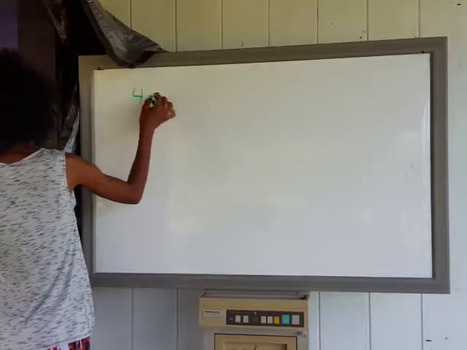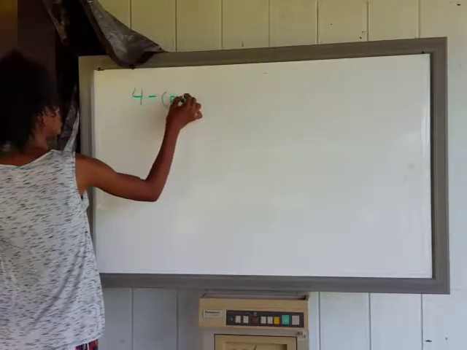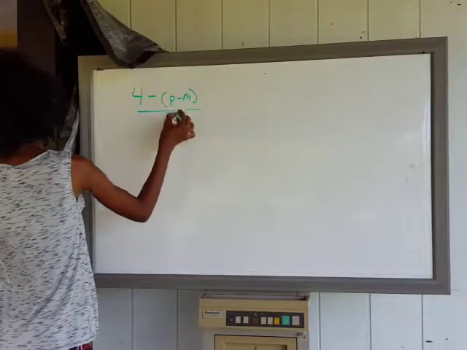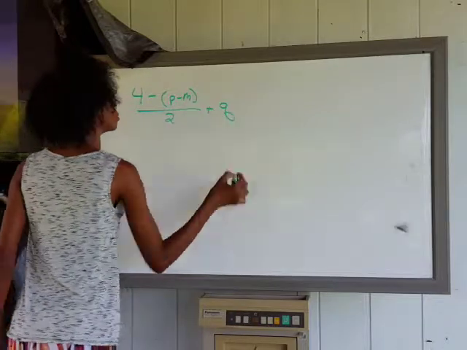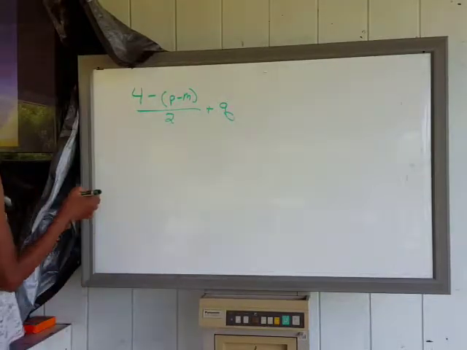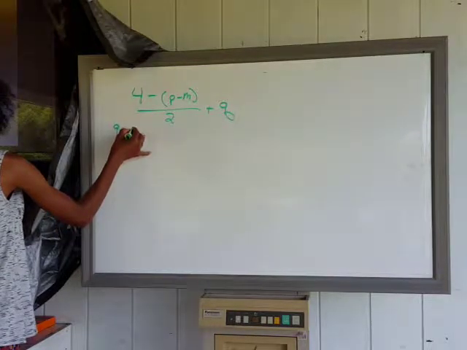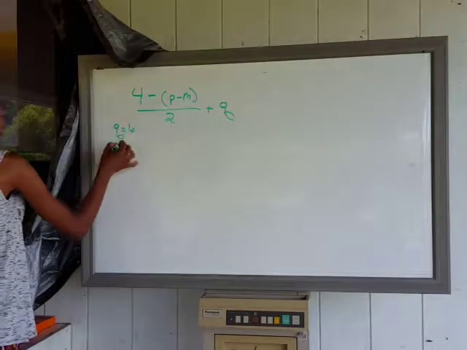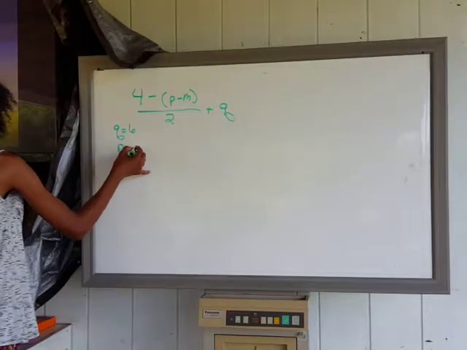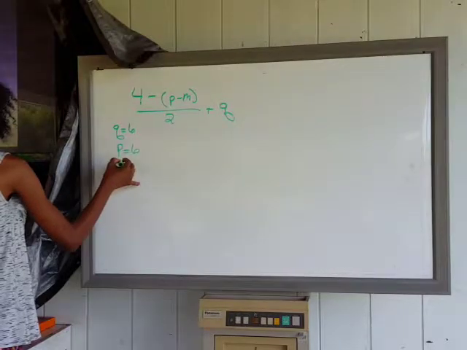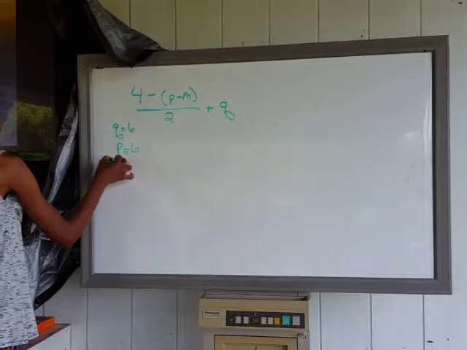We have 4 minus P minus M, divided by 2 plus Q. And Q equals 6. P equals 6. Q equals 6, and M equals 4.